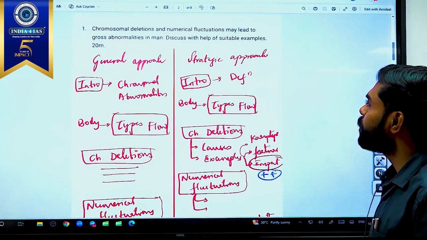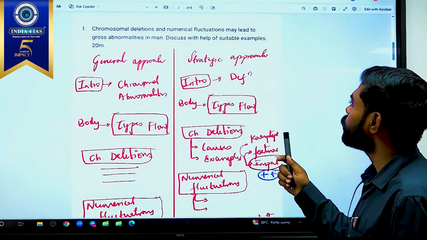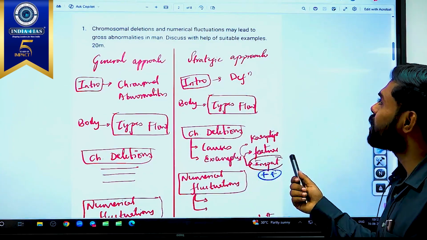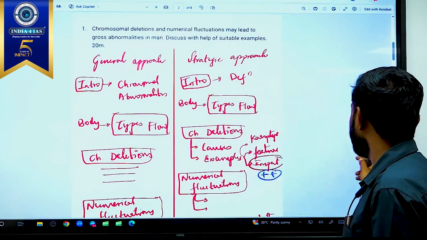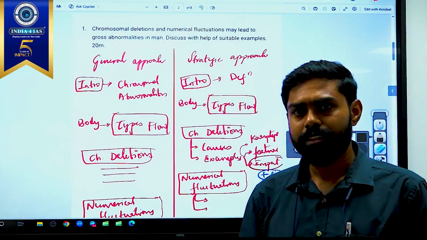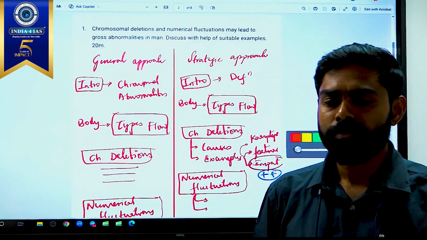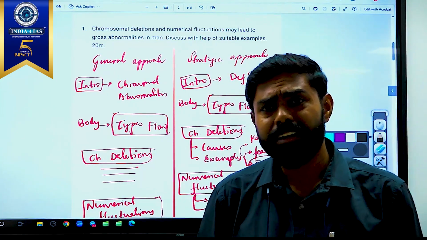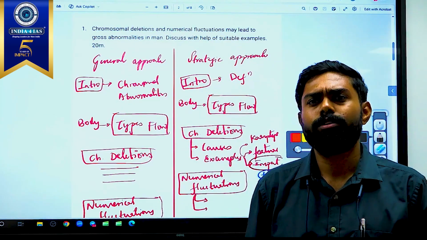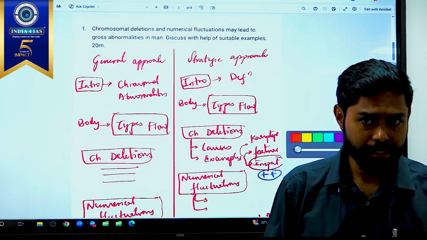Okay, chromosomal aberrations, deletions, numerical fluctuations may lead to gross abnormalities in human. Discuss with help of suitable examples. See, these kind of questions everyone has them in their notes, all right, and everyone knows enough content that they can write at least 5 to 6 pages in this without flipping their eyes, all right.